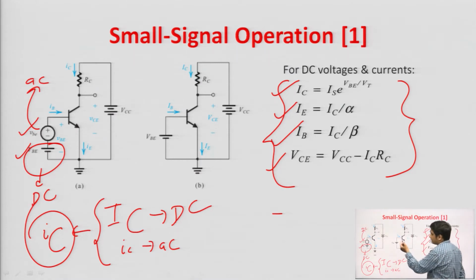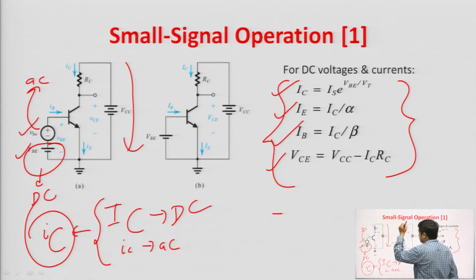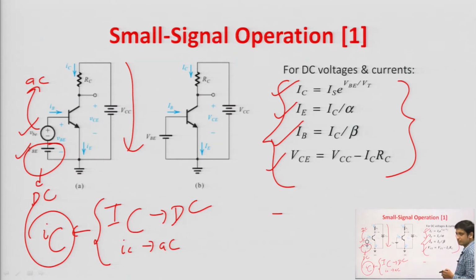V C you can get simply by applying KVL: V C C minus I C R C minus V C, so V C is equal to V C C minus I C R C, simple, fine. These are the DC voltage and current equations. You are all aware of it: I C is equal to I S, the reverse saturation current, e to the power V B E upon V T. V B E is the DC base to emitter voltage, V T is the thermal voltage, and alpha and beta are the current gains in common base and common emitter configuration.